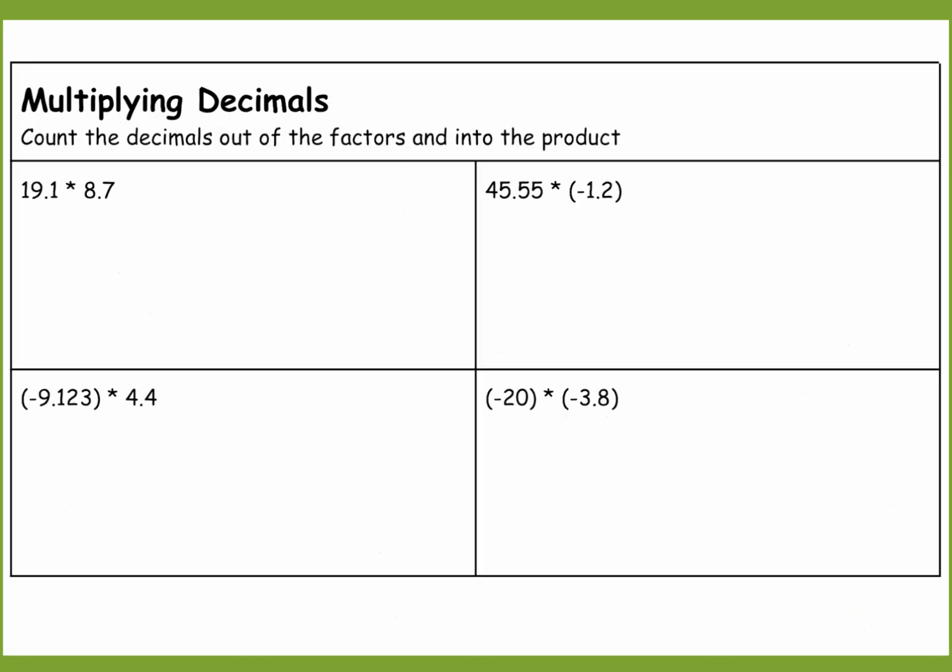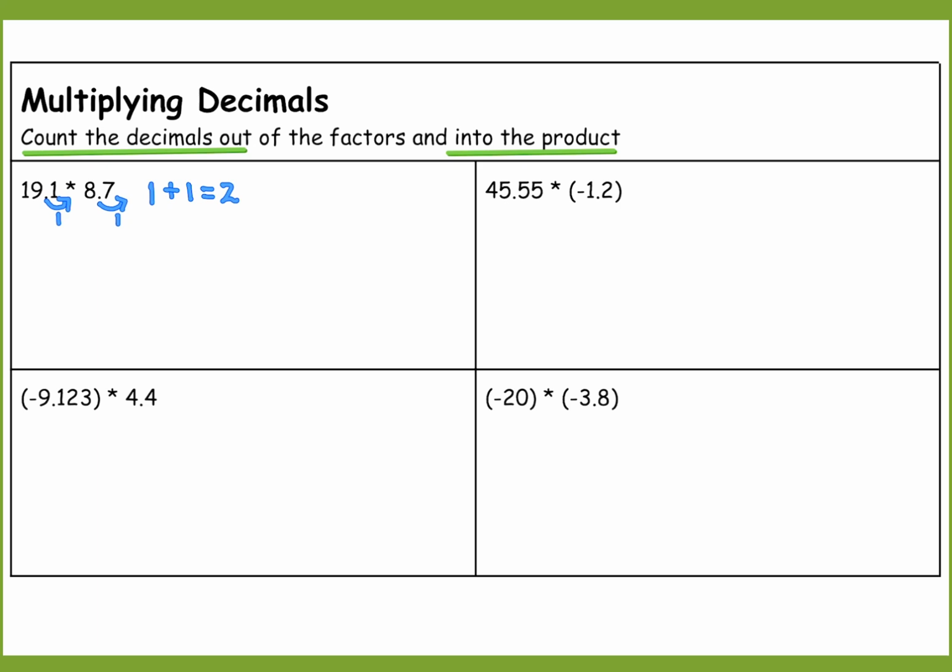Let's continue our review by multiplying decimals. Remember, when we are multiplying decimals, we want to count the decimals out of the factors and then to count them back into the product. So let's remind ourselves what that means, and let's start by looking at this first problem, 19 and 1/10 times 8 and 7/10. So the first thing we do is we're going to count that decimal out to the right. Now here I'm moving one space out, and here I'm moving one space out to get that decimal out to the right. We know that 1 plus 1 is equal to 2, so we have moved 2 spaces out.